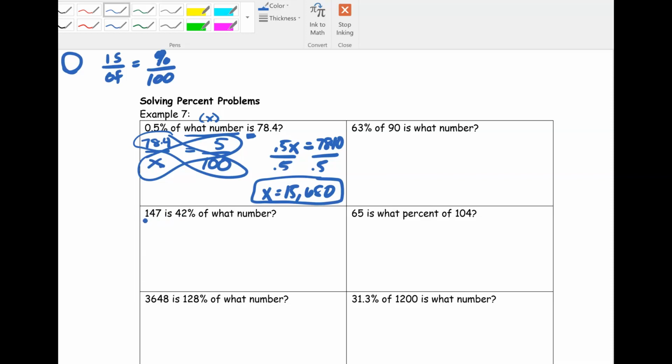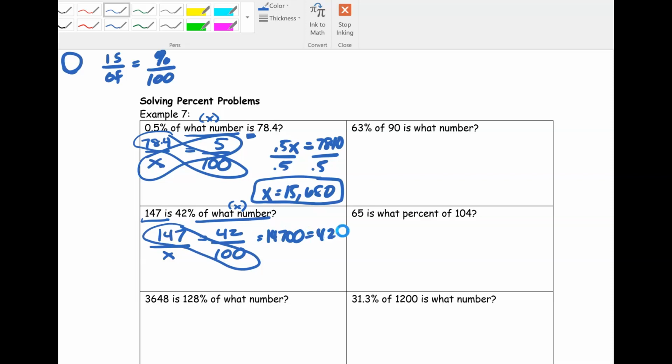Let's do this next one, same method. So 147 is my is number, so is over of, 42%, so 42 is my percent over 100. Of what number? I don't know what of is, so I put the x down there, and then I cross multiply. 147 times 100 equals 42x, and then I divide both sides by 42, and I end up getting 350.